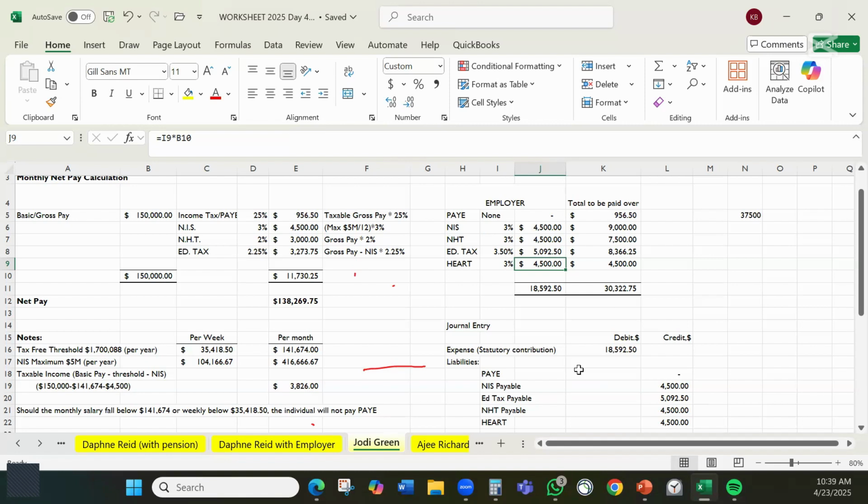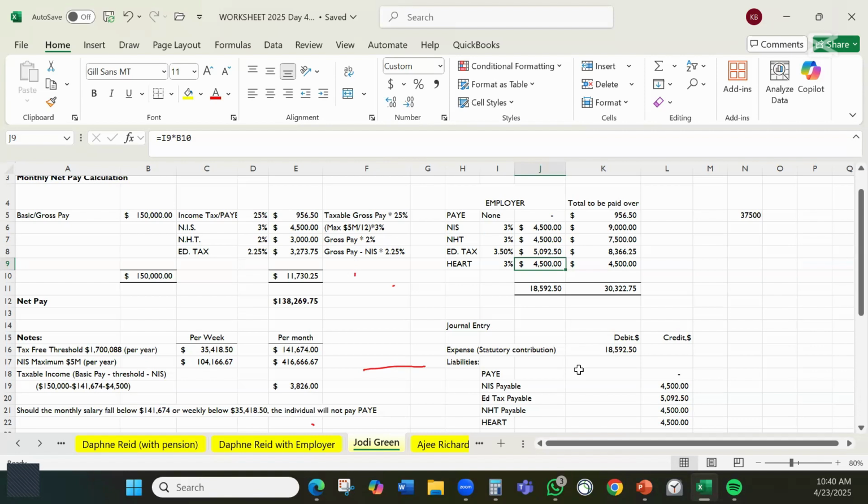When you say withheld, you mean not paid to the employee. Right. Because remember, at the end of the day, the employee is not seeing that. All they're getting is the net pay in their hands. Is this basically like a pay slip for the employee, where you're seeing NIS, NHT, education tax? Yes, it is.